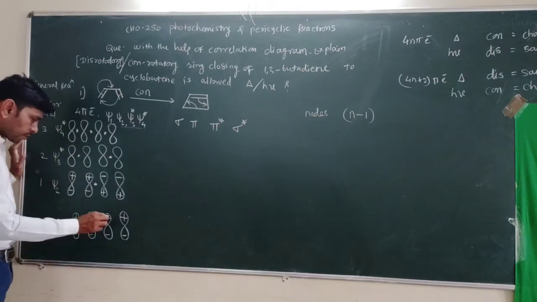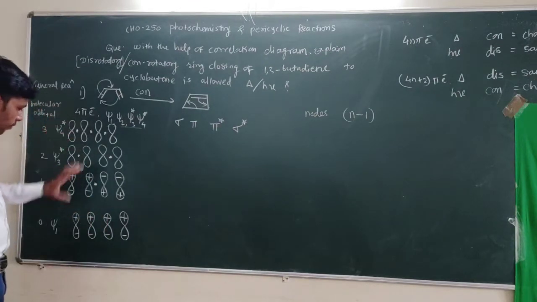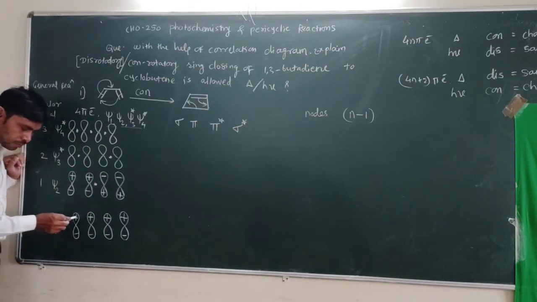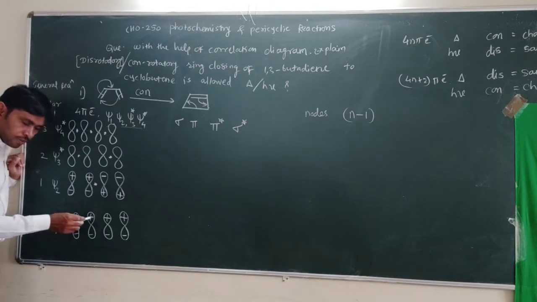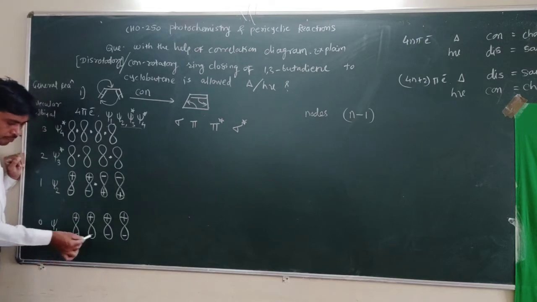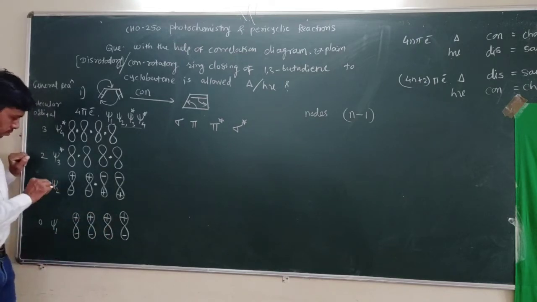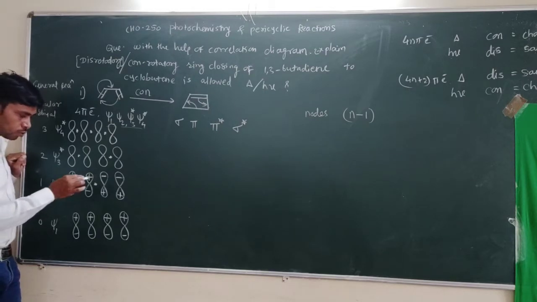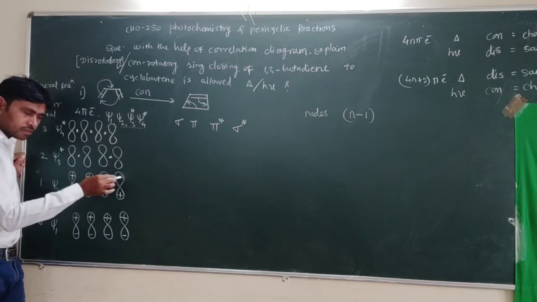Now, for the signs: we start with a plus sign, no node, again plus sign. No node, again plus sign. No node, again plus sign. And the opposite sign is placed here. In the second one, we start with plus, no node, again plus. But after the node, minus. No node, minus as it is.